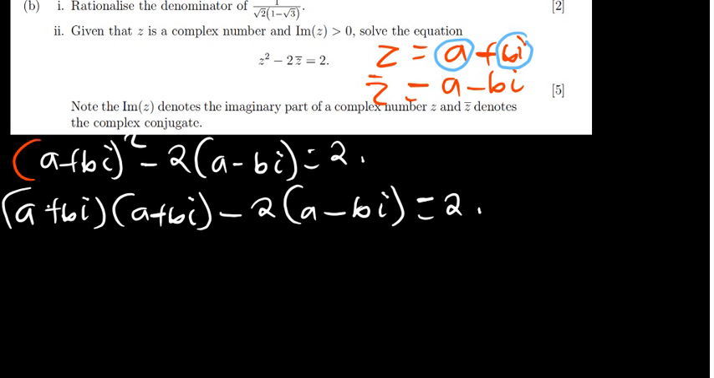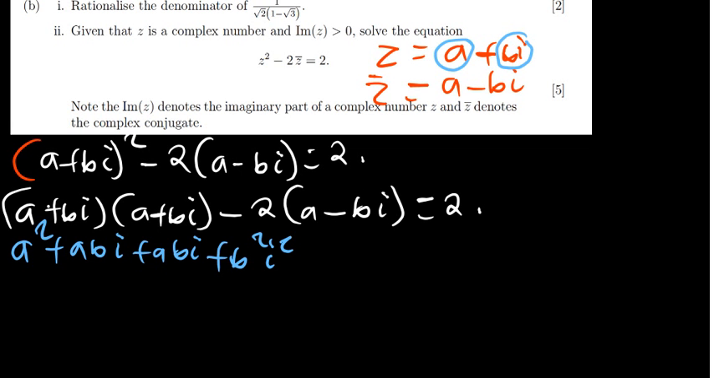What is a times a? A times a is going to be a squared. A times bi, we're going to get abi. Bi times a, we're going to get abi. Bi times bi is going to be b squared i squared. We're done with that one. Minus, let's distribute this one, we're going to have 2a negative, and this is going to be plus 2bi is going to be equal to 2.